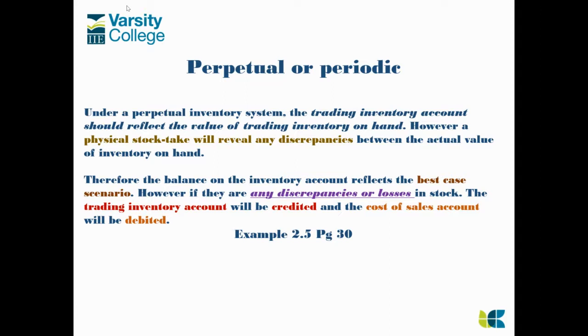And then what do we do? Cost of sales account is debit. So again, they're not executing the right line. And that's how we do it. In your trading inventory account, you're going to write cost of sales on the credit side. In your cost of sales account, you're going to write trading inventory.